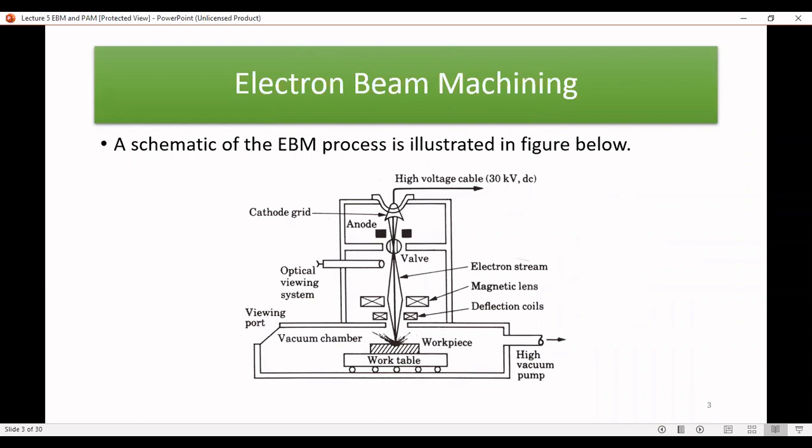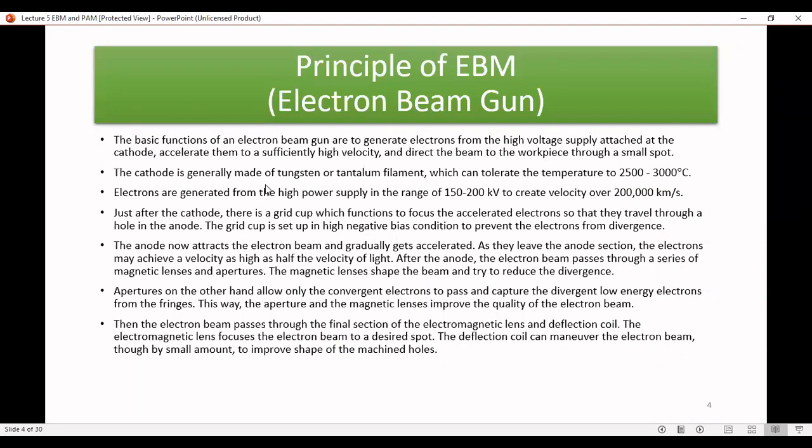If high voltage is established between the cathodes and the anodes, then you can pull and accelerate electrons from the cathodes to the anodes. The cathode is generally made of tungsten or tantalum filament, because it has a high melting temperature. So you can have a temperature up to 2500 to 3000 Celsius. This is needed because at this particular temperature, you can dislodge electrons.